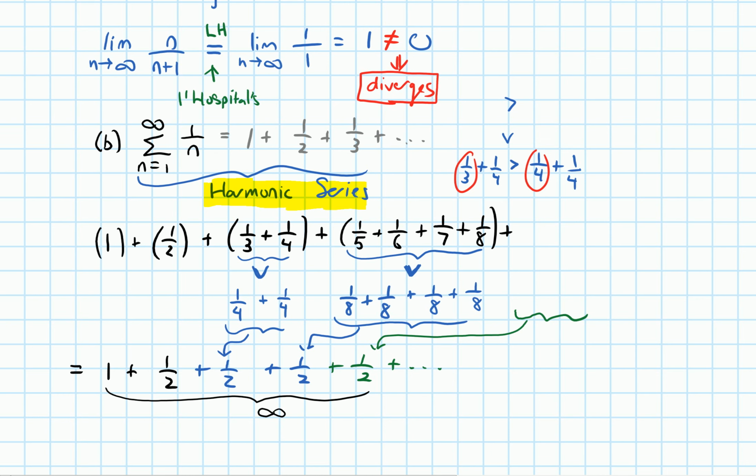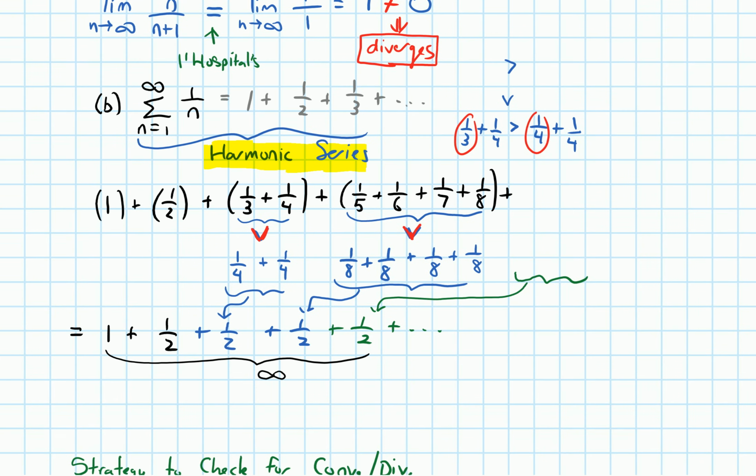So what we've just shown here, and the key is all of these inequality symbols, is that our series, the sum from 1 to infinity of 1 over n, this harmonic series, is greater than this series right here. And that series had an infinite sum. So if our series, the harmonic series, is greater than infinity, that means its sum must also be infinite, which means it diverges.